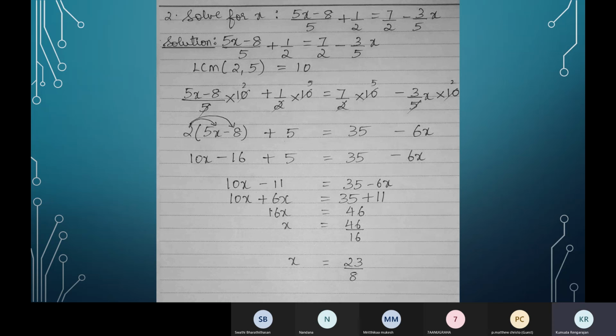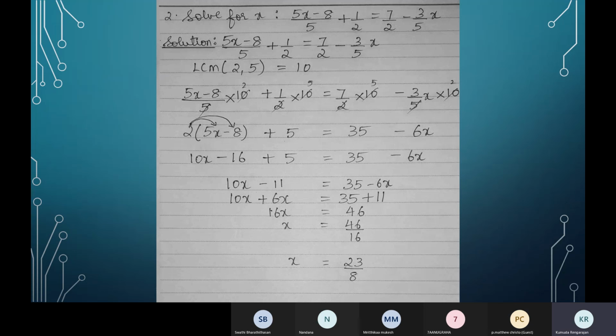As we practice many sums, it will be very clear, children. If you have somewhat understood now, be happy. It will become very clear as we work many. Can I show the next slide? Ma'am, that last step I can't understand, ma'am. That last one, from 10x minus 11 is equal to 35 minus 6x. Yeah, you try it, Matthew.